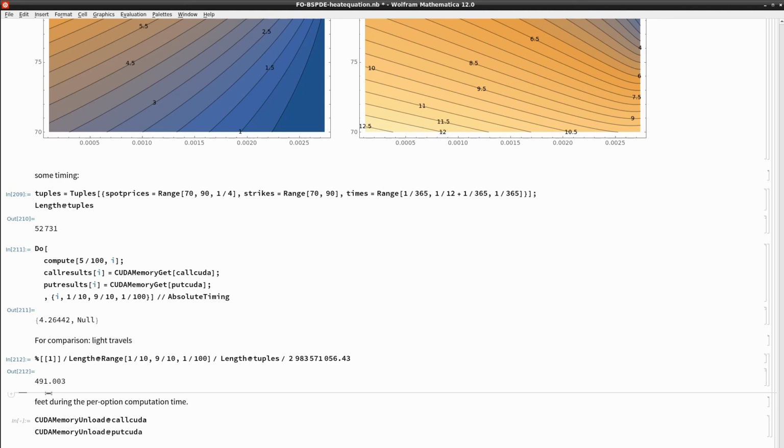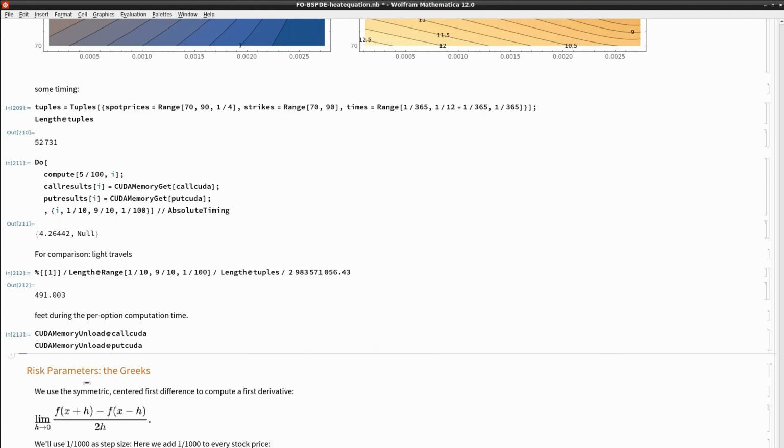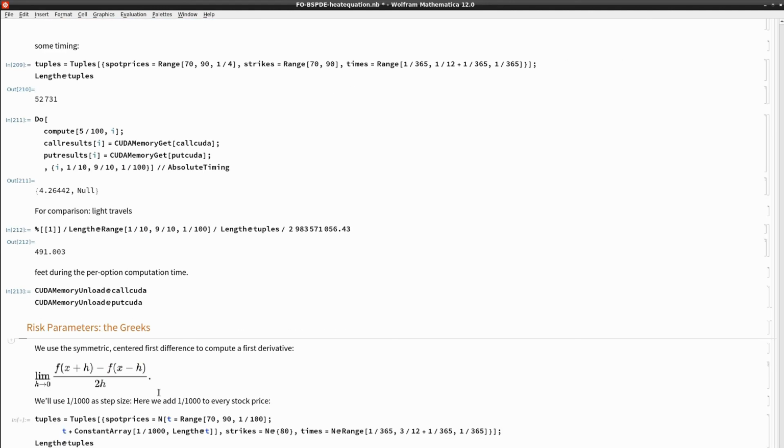And again, I like to do timing results by comparing the time to speed of light distance. 500 feet tells us something about how fast the computations were. Okay, so we're done with this. Let's unload the memory. And I also want to show you that it's relatively easy to plot the Greeks, or to compute the Greeks, when we are using CUDA.